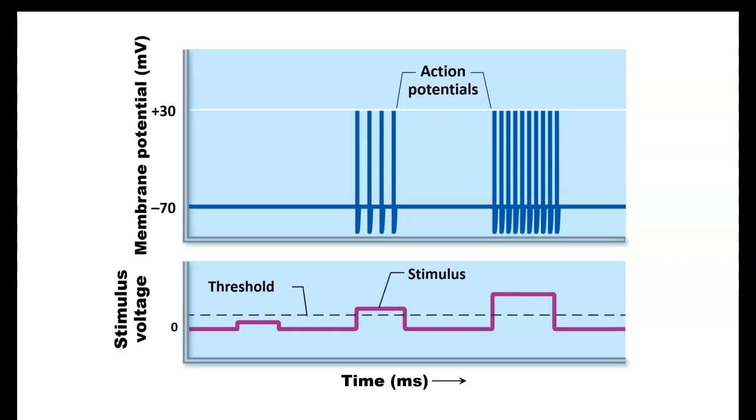So this chart shows you 2 different stimuli. One's going to be a lot weaker than the other one. If you look at it, notice how the first one is a slight stimulus. You can see those action potentials that are being activated there. When you come down a little bit further, you see a much stronger stimulus coming in, and you can see that there in those action potentials.